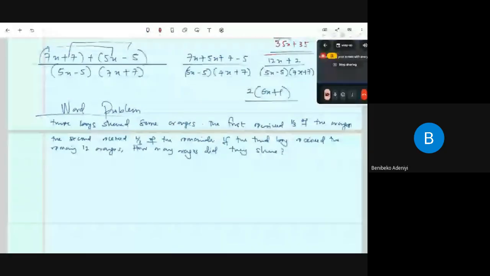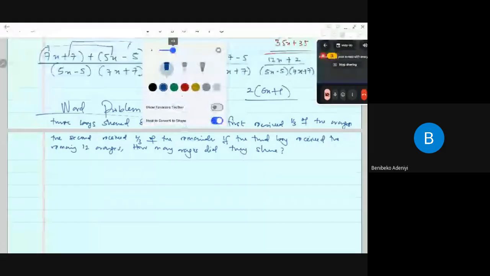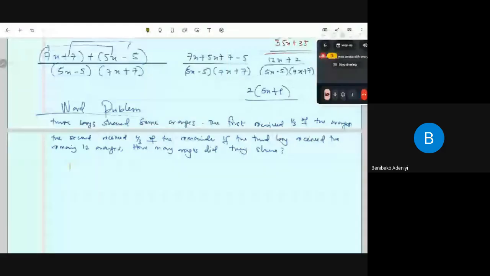Why am I bringing word problems here? I'm bringing word problems here because it has to do with fractions. That's exactly why I'm bringing it here. The three boys shared some oranges. Boy number one is Beko. Boy number two, Adekin. Boy number three, Yusuf.